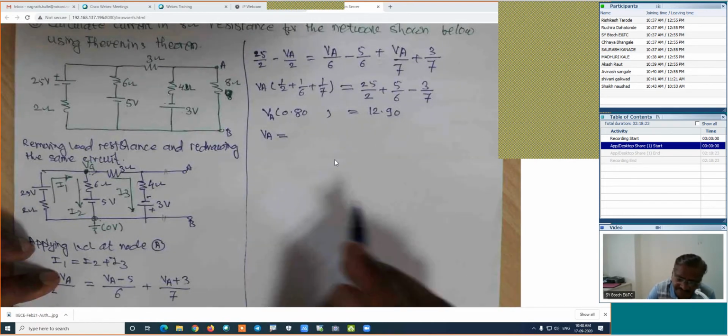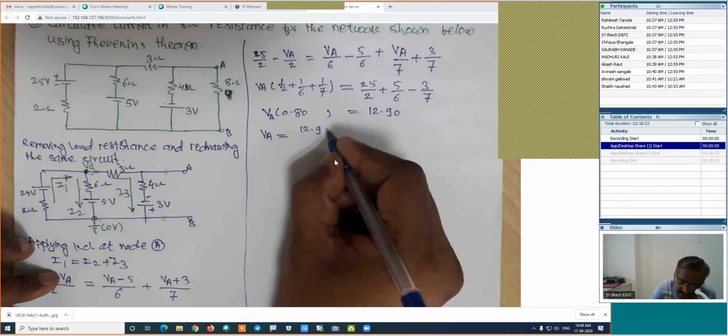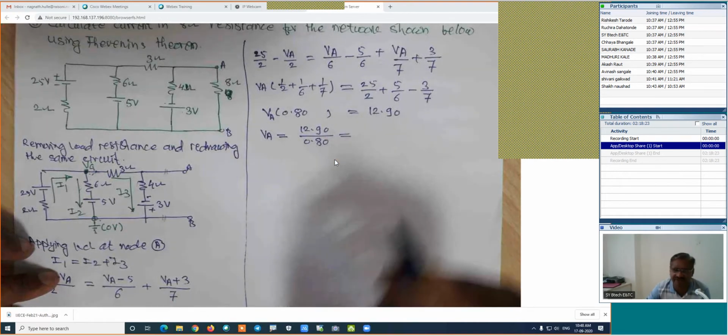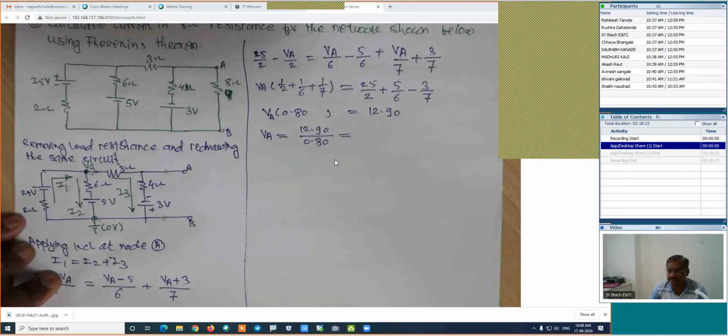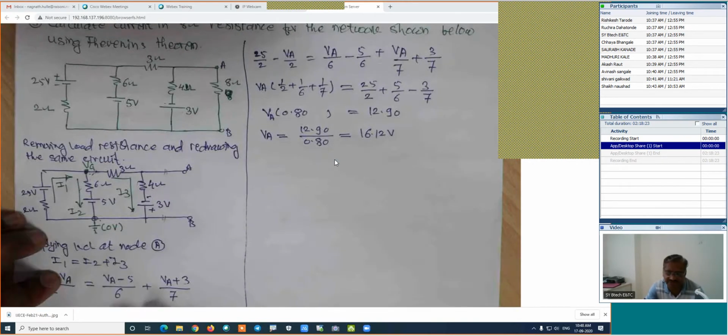Then how much is VA? This VA is equal to 12.90 divided by 0.80, which is equal to how much is the value of VA? Anyone? Unmute yourself. Avinash, Saurabh, anyone? Yes, 16.12. So 16.12 volt is the value of the potential VA.